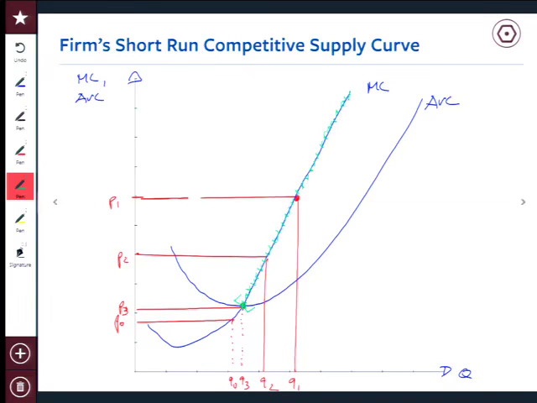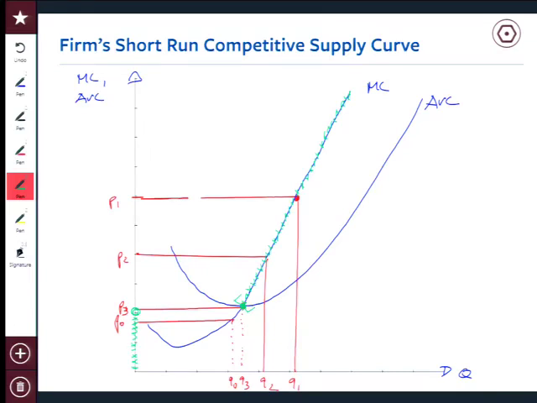If you're a detail-oriented person, which you can tell I'm not really, you could ask me, well, Max, what about prices below P3? What does the supply curve look like? Well, the firm wants to produce 0. So if you wanted to be exact, you could continue the supply curve at 0 right here. But most of us just ignore this little part and state that the individual firm's competitive supply curve is simply the marginal cost curve above minimum average variable cost. Because if price is below that, price is less than average variable cost, and the firm should shut down.